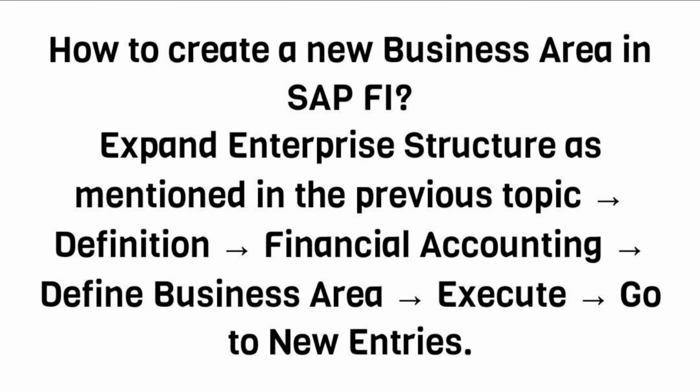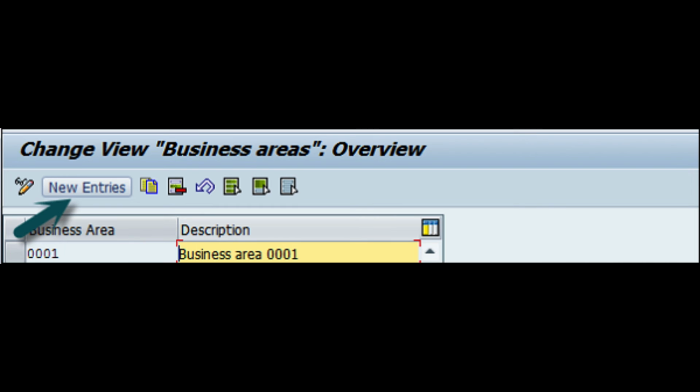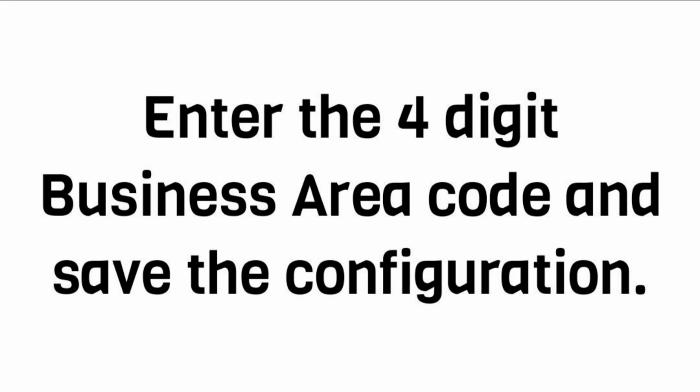How to create a new business area in SAP FE? Expand enterprise structure as mentioned in the previous topic, definition, financial accounting, define business area. Execute. Go to new entries. Enter the 4-digit business area code and save the configuration.